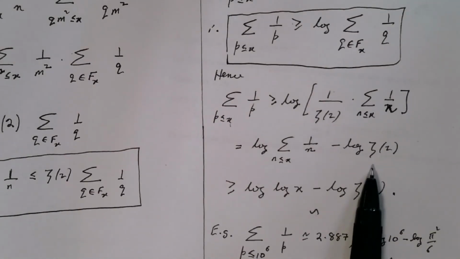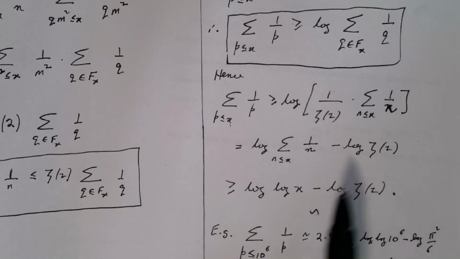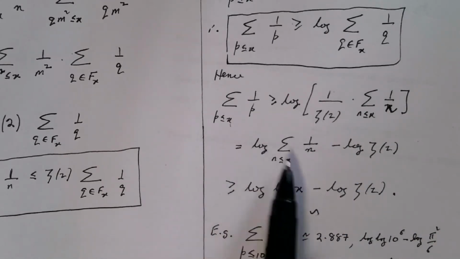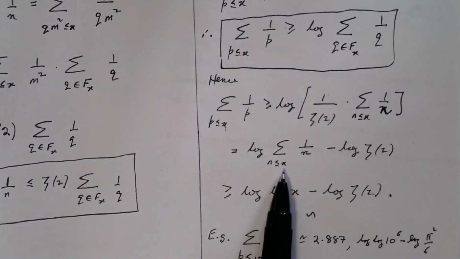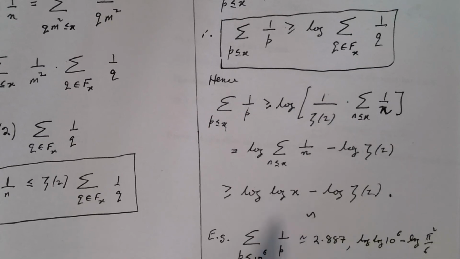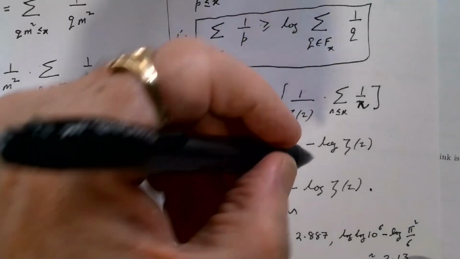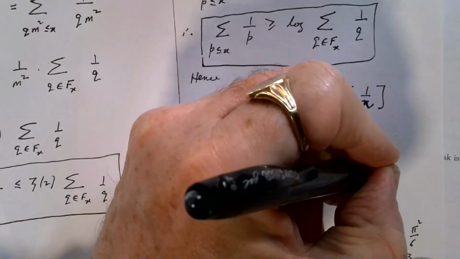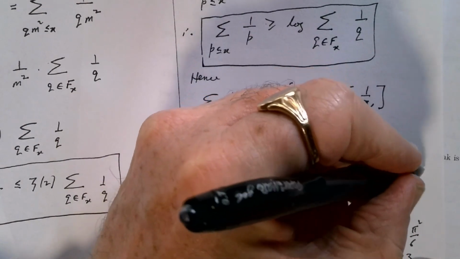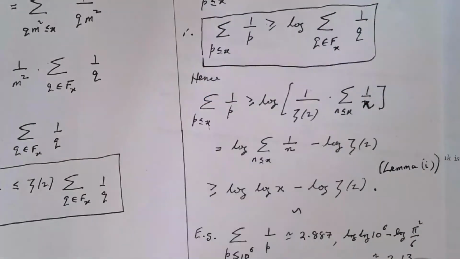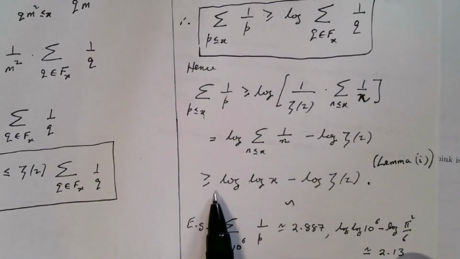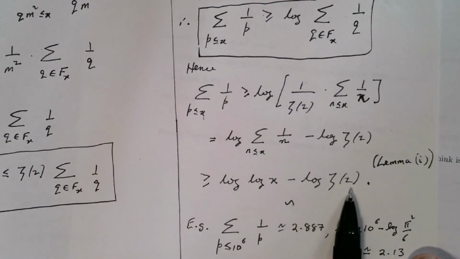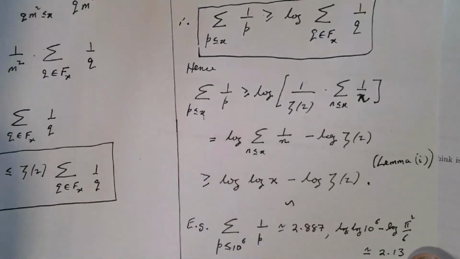And finally then I'm going to use the fact that we saw that the sum of 1 over n, for n less or equal to x, was bigger or equal to log x. So there I've used the lemma part 1 at that point to replace this sum with log x, and so this is bigger or equal to log x minus this one, and that's the result we wanted to get.